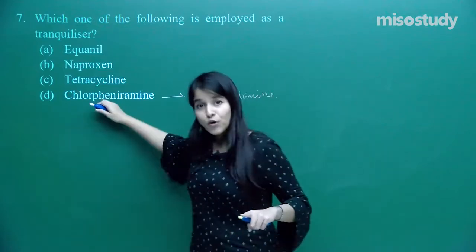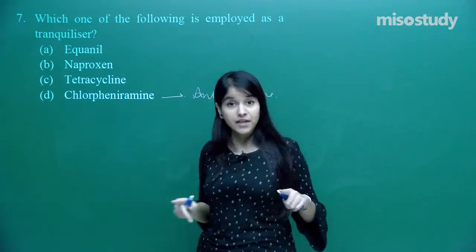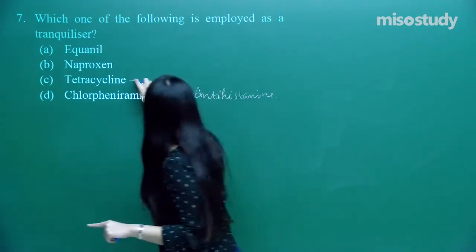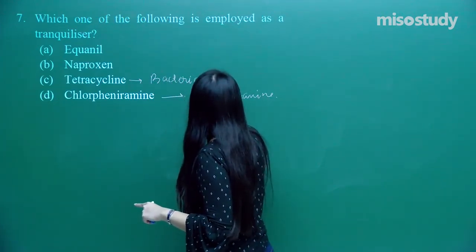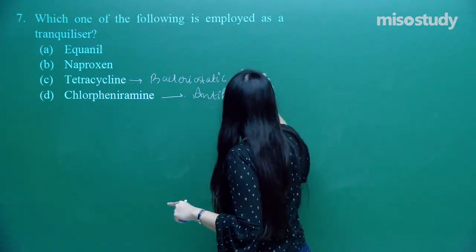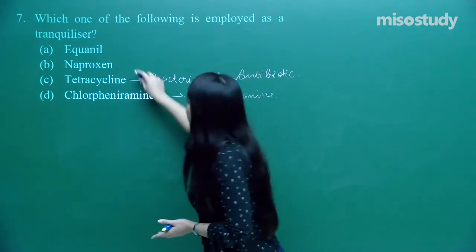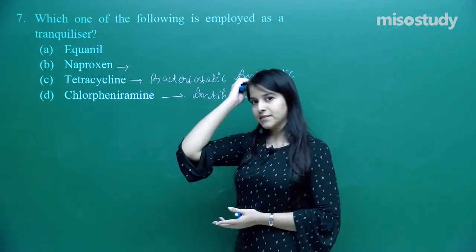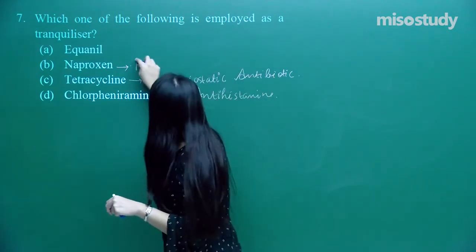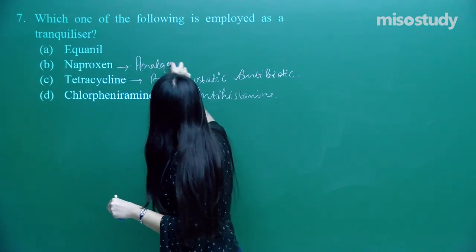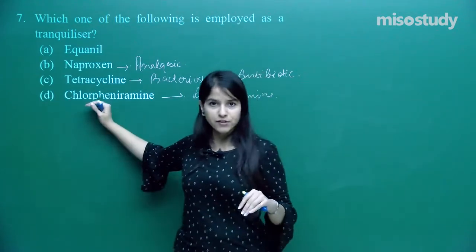Tetracycline, it is also kind of what? Antibiotic, yes. And it is also bacteriostatic, not bactericidal. So that is a bacteriostatic antibiotic. So I hope you all are able to recall. What is naproxen? Naproxen is actually a kind of painkiller. So that is an analgesic. So just note this down because it must be new to you. We haven't done such kind of a compound.